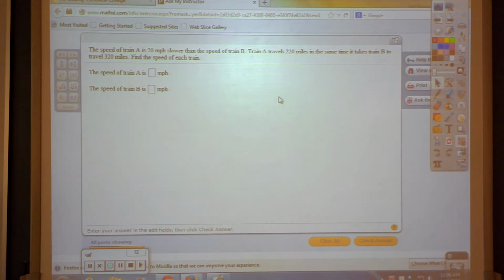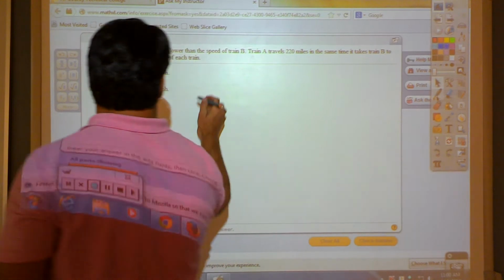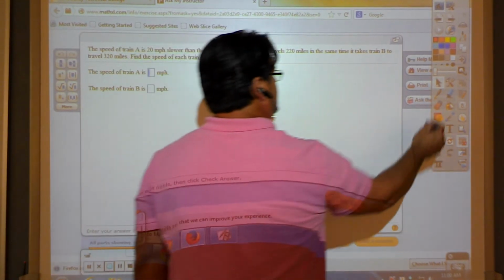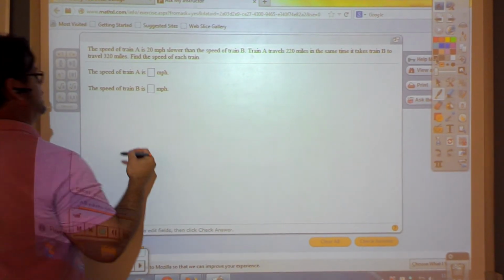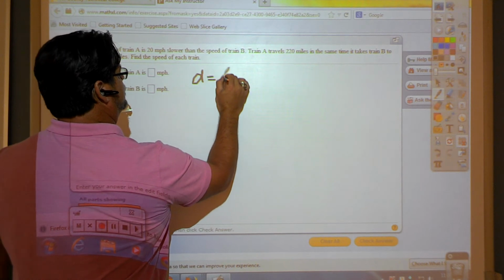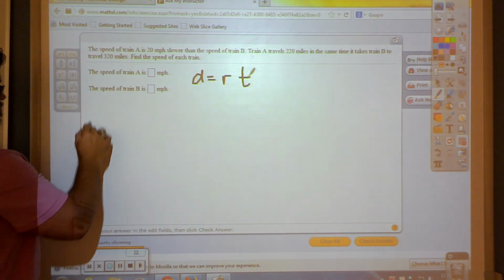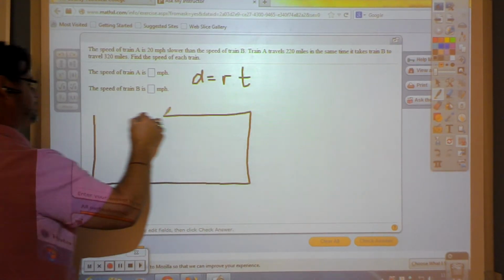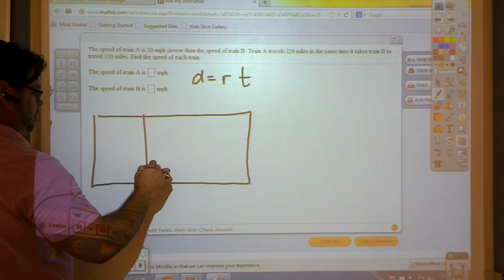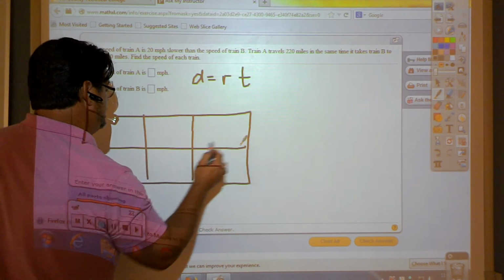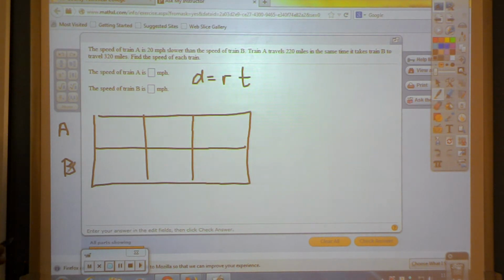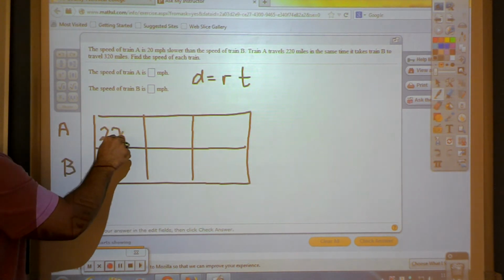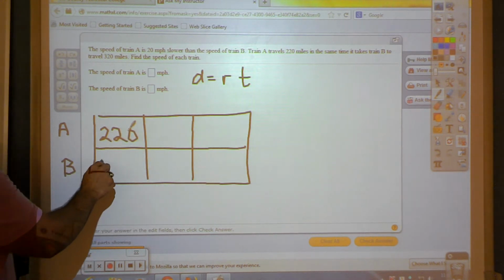Distance equals rate times time. I'll do the distance for y'all. This is A, this is B. Train A travels 220, I'll do that for you. And train B travels 320, there you go.